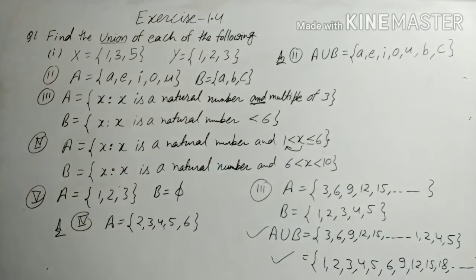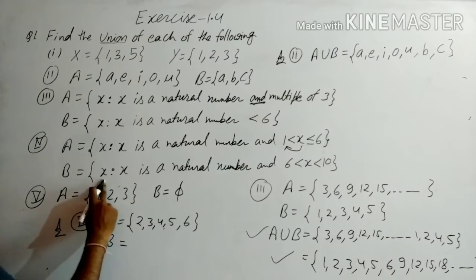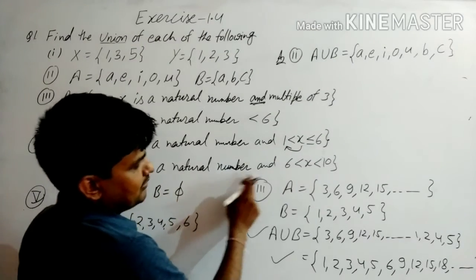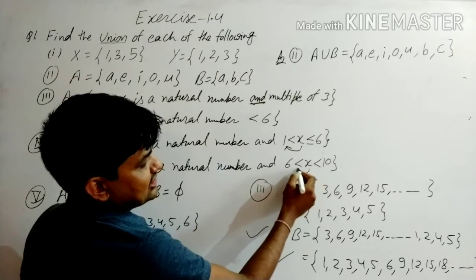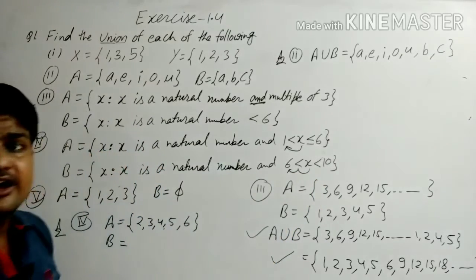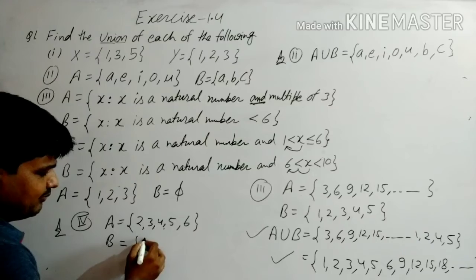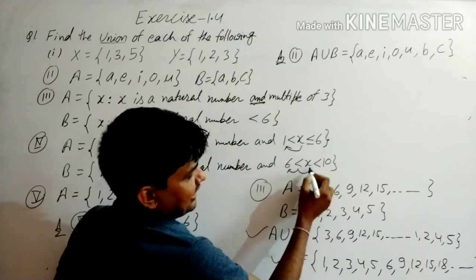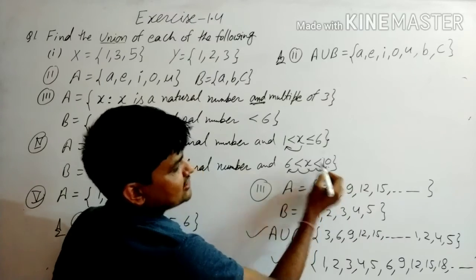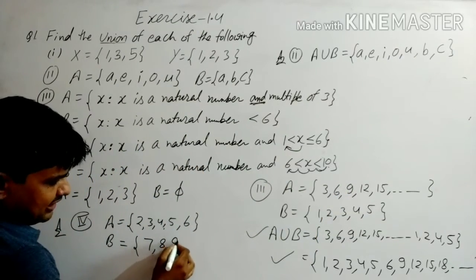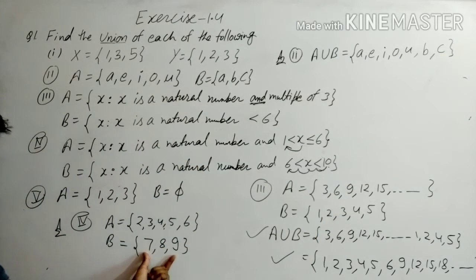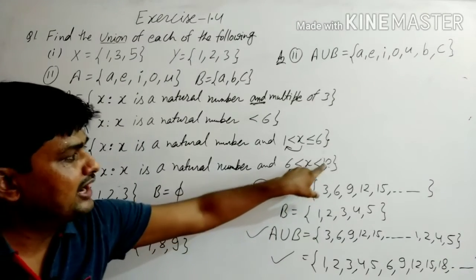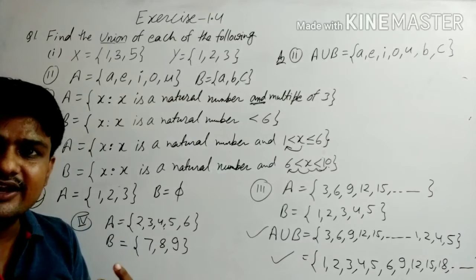Now B, what is B? B is x such that x is a natural number and x is greater than 6. So natural numbers greater than 6 are 7, 8 like this, and x is less than 10. So we write here 9. So these three numbers are the natural numbers which are greater than 6 and less than 10. Those are 7, 8, 9.